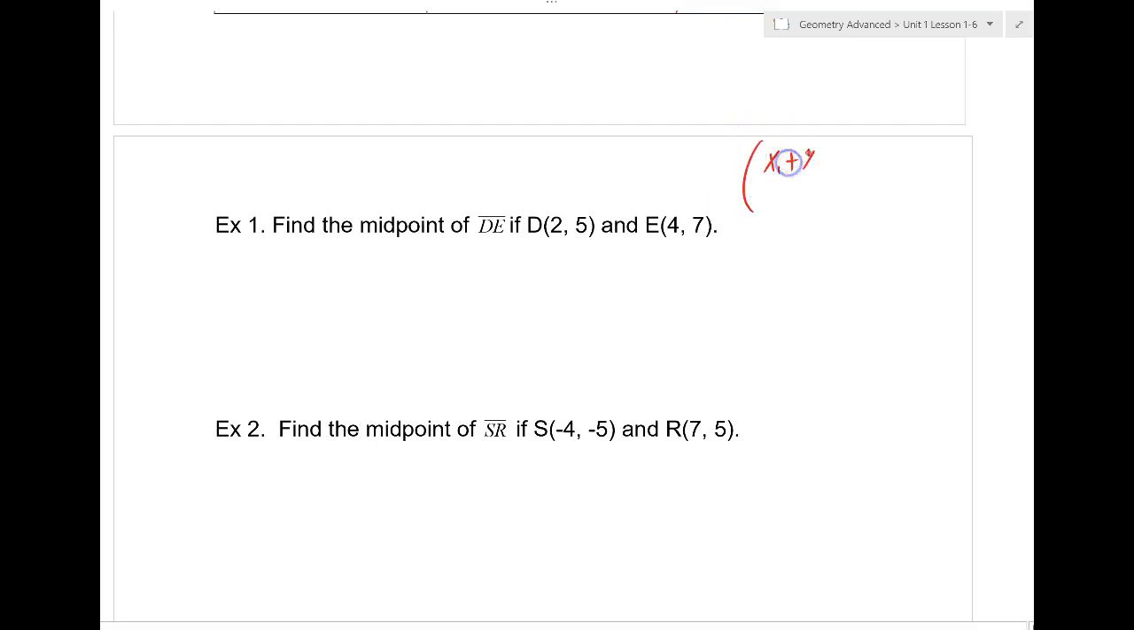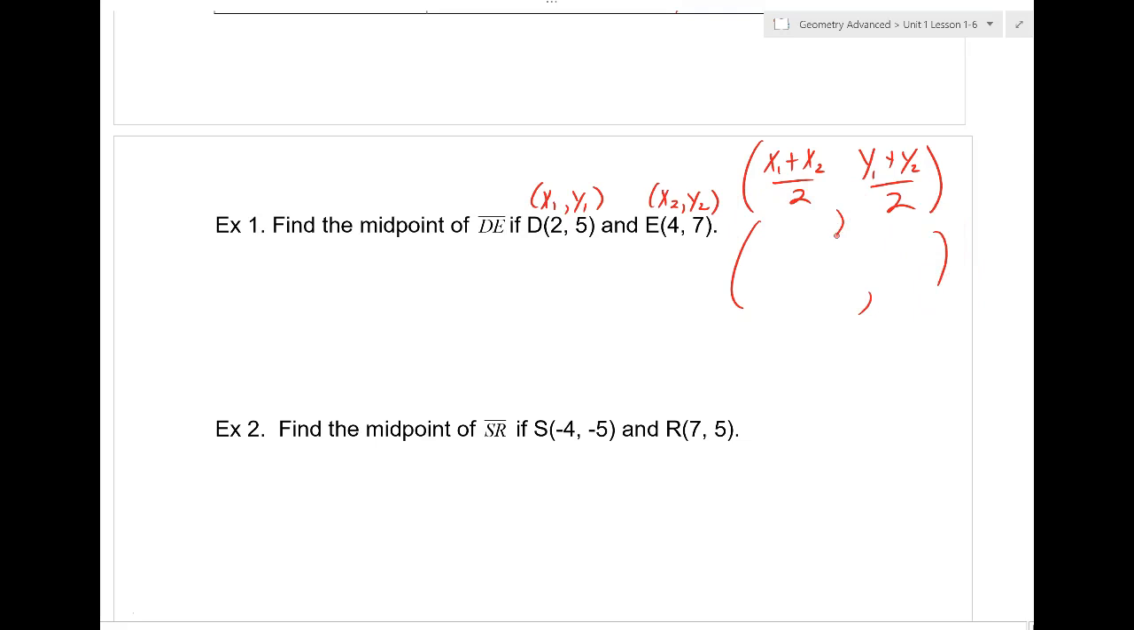So I got my x1 plus x2 over 2, and I have my y1 plus y2 over 2. Now, if you want to be fail-safe on this, you take your 2 points and you label them point 1 and point 2. It does not matter which one you call point 1 and point 2 because I'm adding, so it doesn't matter which one goes first or which one goes second. What matters is the x's go together, and the y's go together. So then all you have to do with your formula is go directly below it.